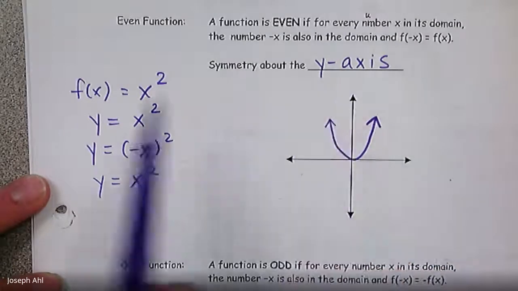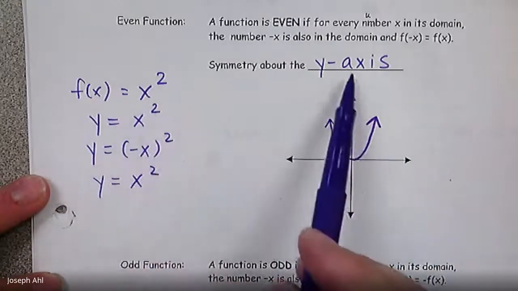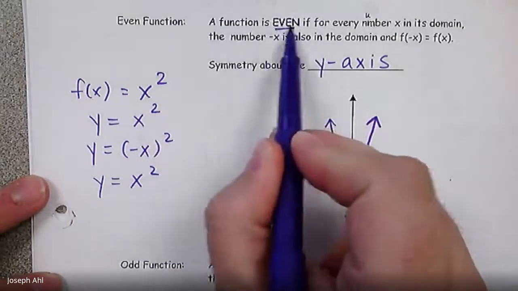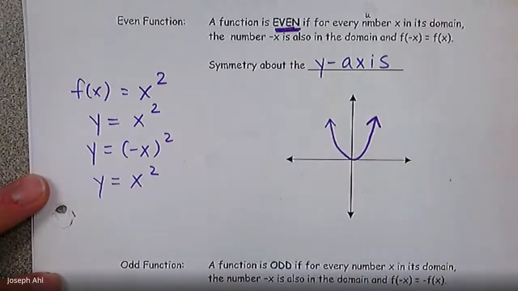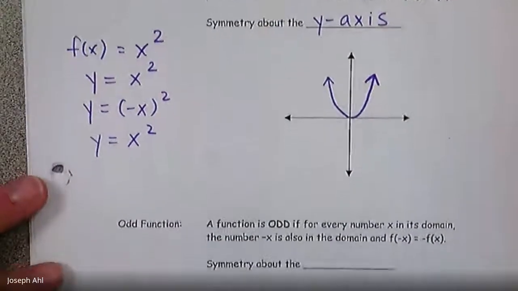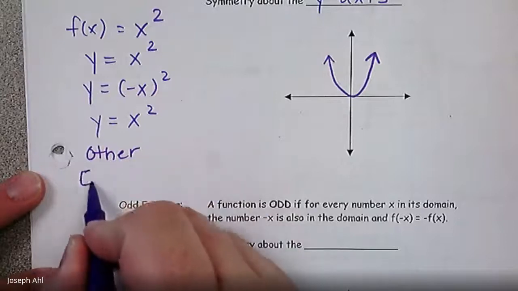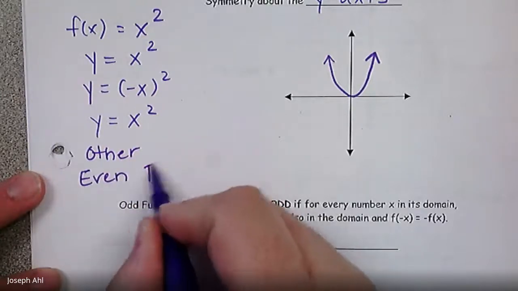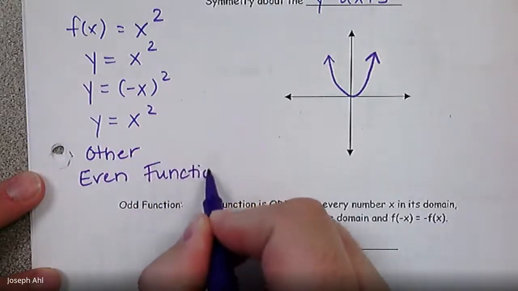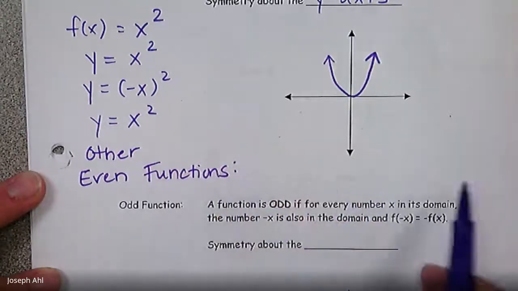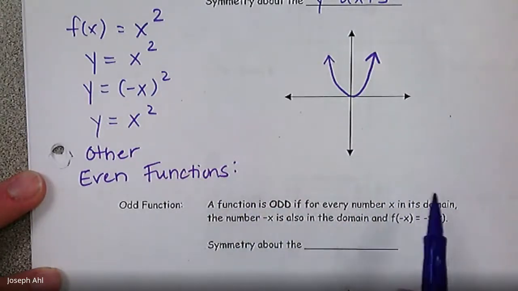So from now on, as long as it's a function, things that have y-axis symmetry, we can classify as being even functions. So what I want you to think about is what are some other even functions that you know? Make a quick list right here, and then I'll show you what my list looks like, and hopefully we have some in common.